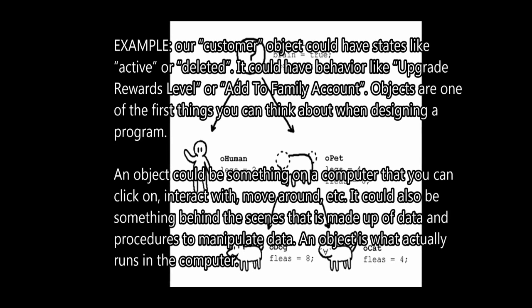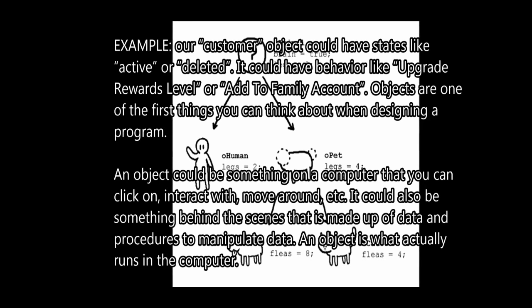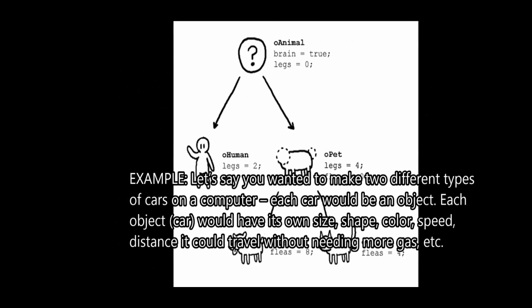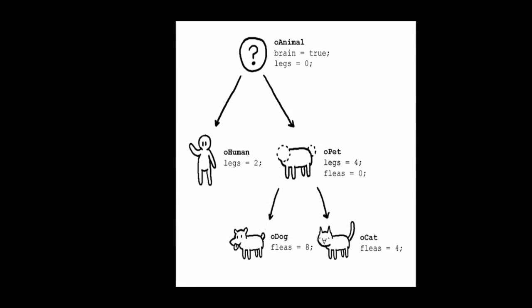Objects are one of the first things you can think about when designing a program. An object could be something on a computer that you can click on, interact with, move around, etc. It could also be something behind the scenes that is made up of data and procedures to manipulate data. An object is what actually runs in the computer. Example: let's say you wanted to make two different types of cars on a computer. Each car would be an object. Each object, car, would have its own size, shape, color, speed, distance it could travel without needing more gas, etc.